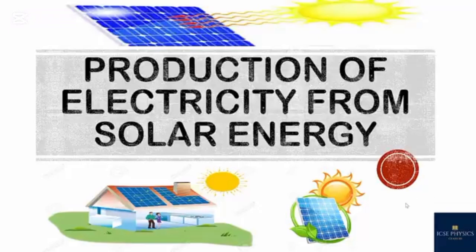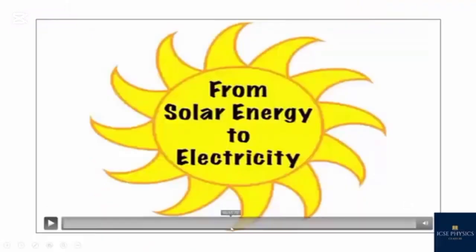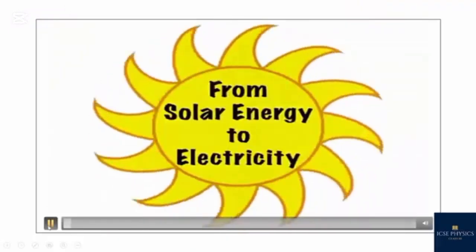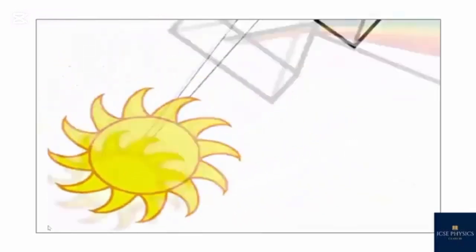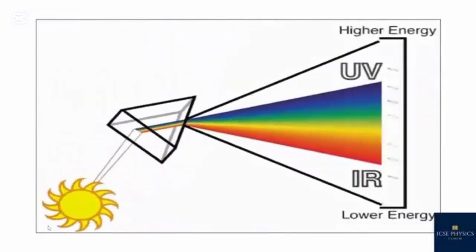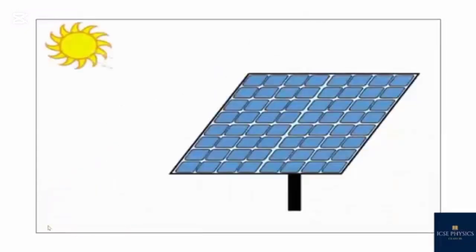So let's see how solar energy travels to the earth. Energy travels from the sun as particles of light called photons. Photons are packets of energy. Different photons have different energies. Most photons from the sun have energies that fall within the visible spectrum of light, but we cannot see the photons with energies in the infrared or ultraviolet zone. When a photon hits the solar panel, what happens depends on the energy of the photon.